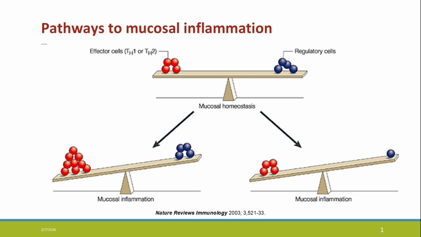Mucosal inflammation can be divided into two categories with respect to effector versus regulatory T-cell balance. In the first type, effector cell responses, either T helper 1, Th1, or Th2 cell responses, are abnormally robust and the intrinsic homeostasis of the mucosal immune system is biased towards inflammation. Alternatively, effector cell responses are normal, but regulatory cell responses are weak. Again, inflammation is the result.